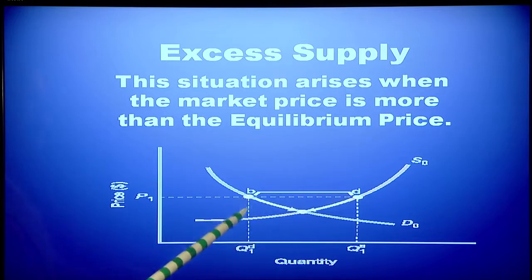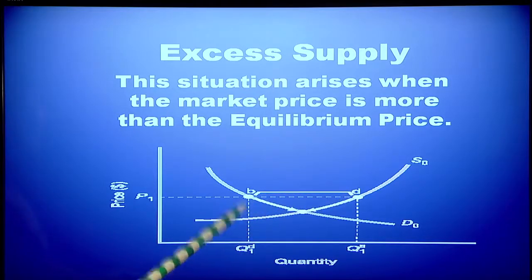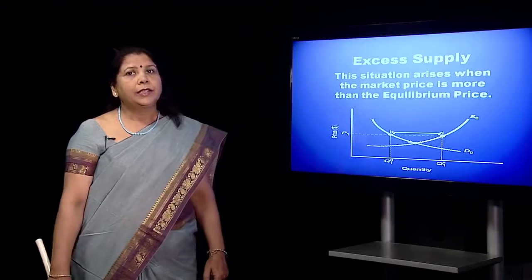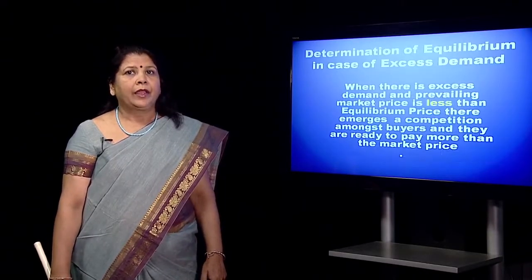At this higher price, quantity demanded is QD1, quantity supplied is QS1. The difference, which is QS1 minus QD1, is excess supply. See, supply is more than demand. So, this is a situation of excess supply.